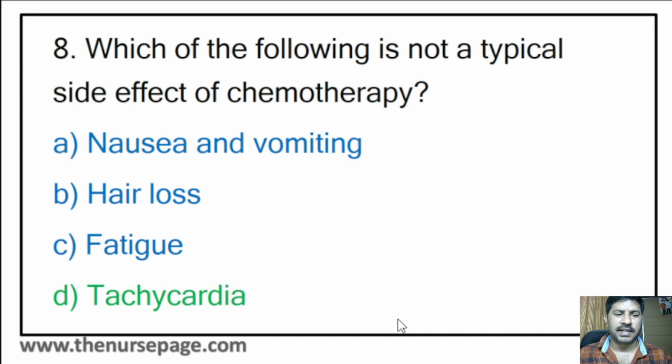Correct answer here, tachycardia. Tachycardia is not a typical side effect of chemotherapy. Other options include nausea, vomiting, hair loss or alopecia, fatigue. These are the common side effects of chemotherapy, but tachycardia is not associated with chemotherapy as a common side effect.